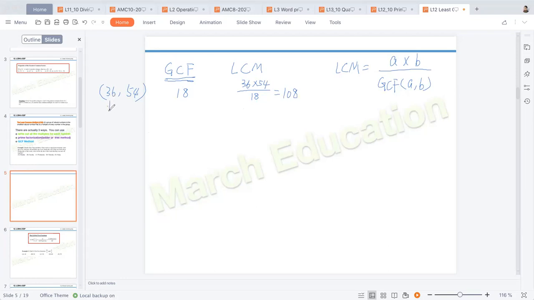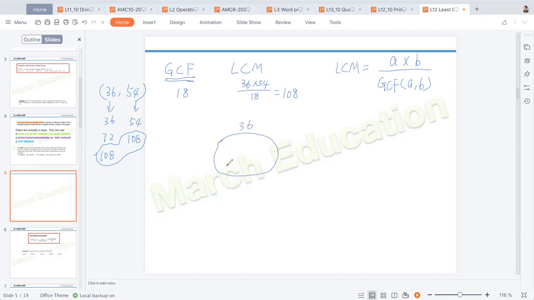So the multiples of 36 are 36, 72, and 108. For this one it is 54 and 108. Okay, so we find this is the answer, right? But why? Why is this the answer? We can use this graph.